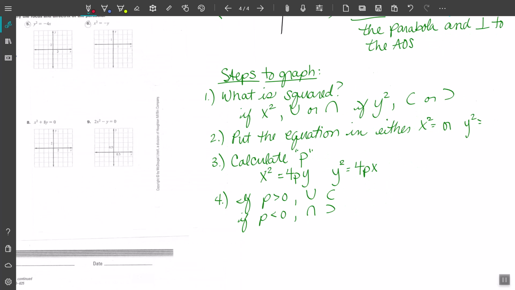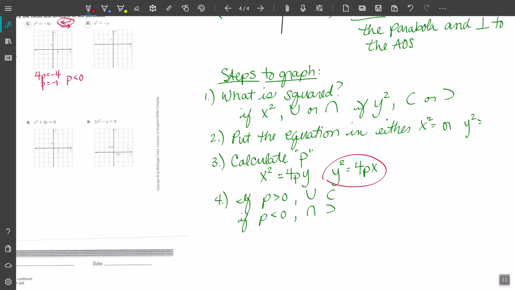We'll determine what's squared. In this case, it's y squared, so we know this is either going to open left or right. We're going to make sure that the y squared is isolated in step 2, which it already is. And now we're going to calculate p. We're going to use this equation right here, y squared equals 4px. So we're going to set 4p equal to that coefficient of -4. Then we'll solve for p and we'll get -1. Since p is less than 0, we know that it is going to open to the left instead of to the right. Okay, so we've determined all of that.